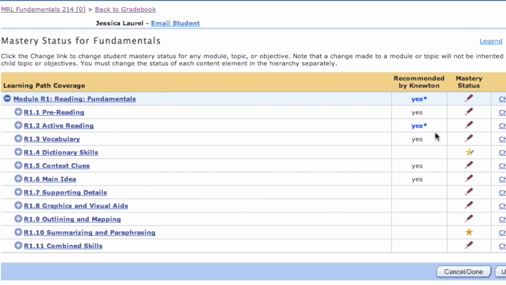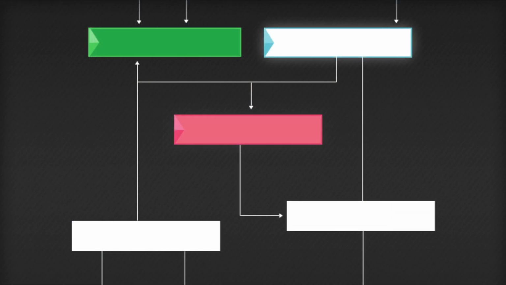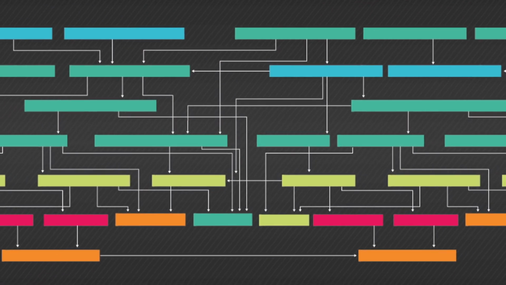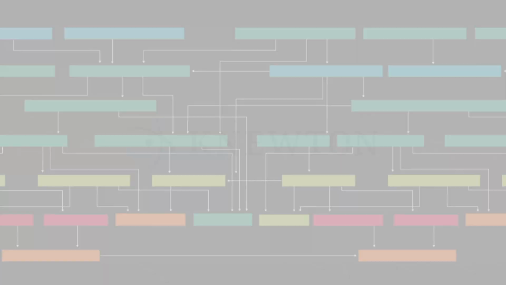MyLabs with Knewton Adaptive Learning serves as a personalized tutor for each student, reinforcing important concepts in real time. Instructors still have control over how their class progresses, while remaining confident that students are getting the personalized help they need along the way.